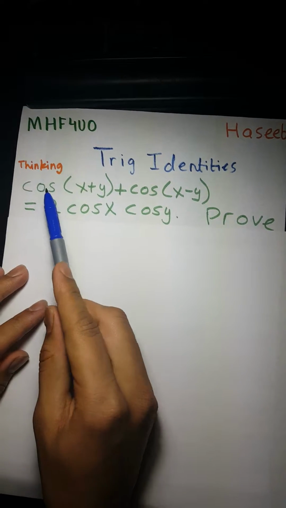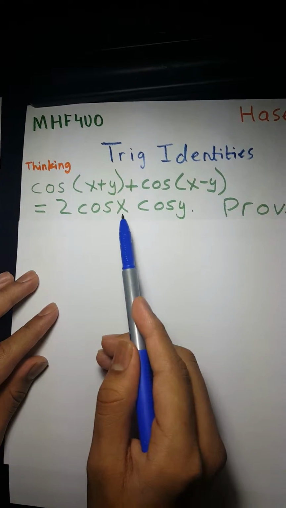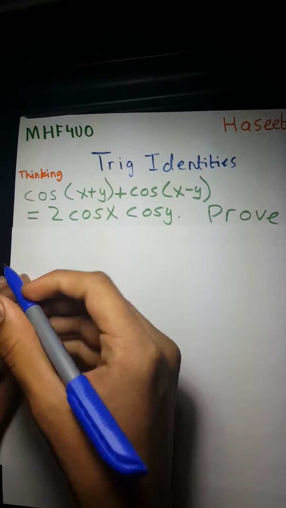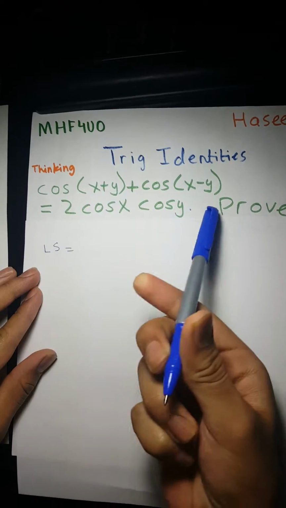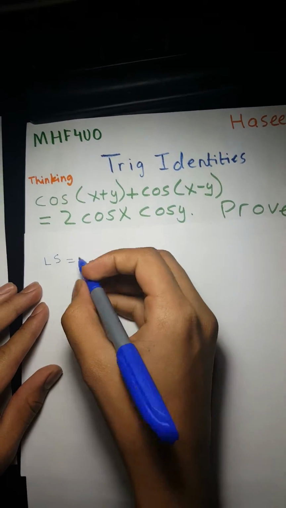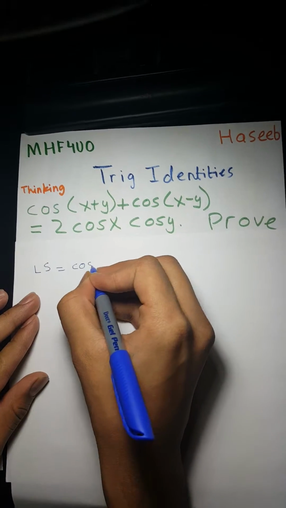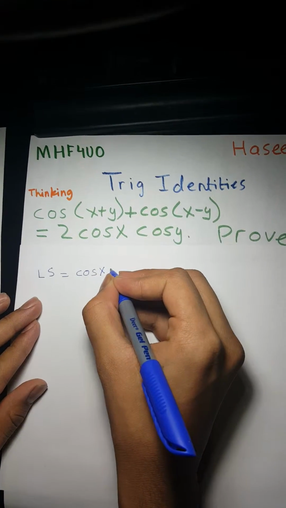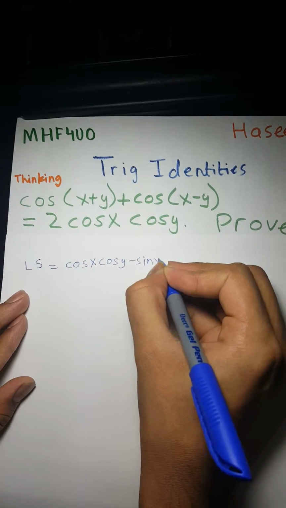As you can see, the left side is cos(x + y) + cos(x - y), equaling 2 cos x cos y. Now, the only thing that's different in grade 12 from grade 11 is a compound angle formula. So let's see how we can simplify it. From previous units, you should know what this equals. We know that cos(x + y) equals cos x cos y minus sin x sin y.